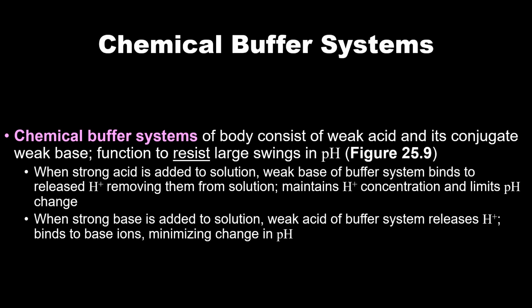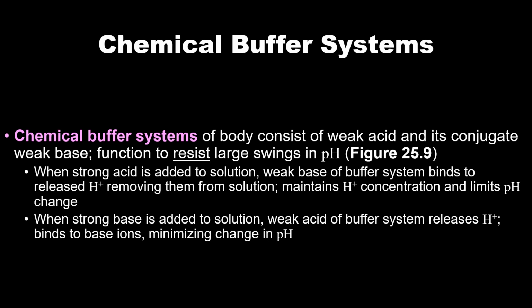Chemical buffer systems consist of a weak acid and its conjugate weak base, functioning to resist large swings in pH. So when a strong acid is added to a solution, normally the weak base of this buffer system will bind to any released hydrogen ions and remove them from the solution. The same is true in the opposite. If a strong base is added to the solution, the buffer system's weak acid releases its hydrogen ions to bind those base ions. Both of these situations work to minimize pH change and maintain acid-base homeostasis.